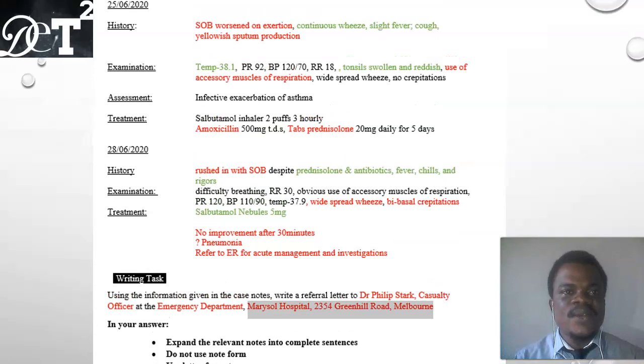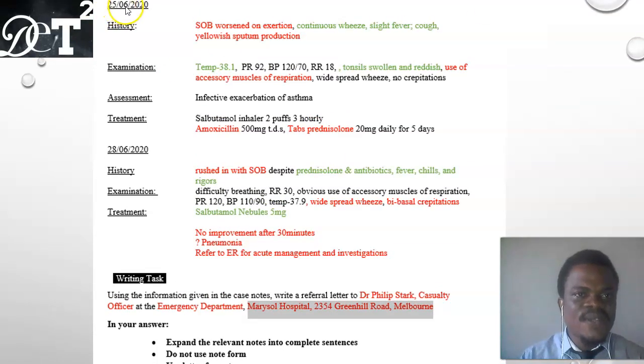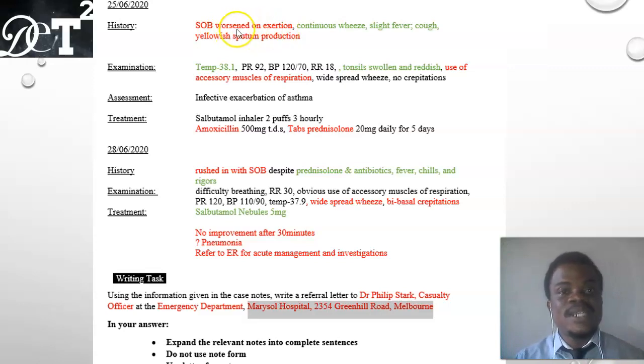Now, let's look at the second visit. The patient now visited again on the 25th of June with shortness of breath, worsened on exertion. Initially, this patient didn't have shortness of breath. Now, this patient has shortness of breath. So we will include it. Continuous wheeze. Patient had wheeze before, and the patient presented with wheeze. So I highlighted this one.